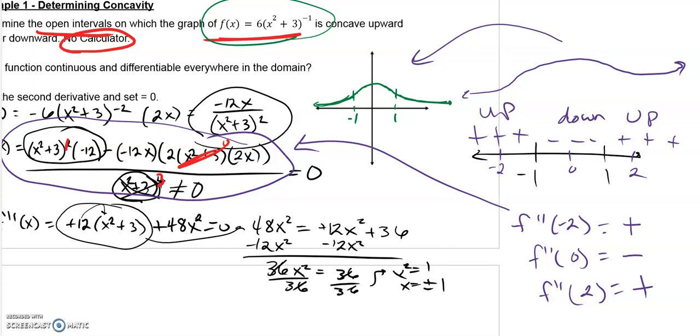All right, so if you don't have the graph, you can still use the second derivative test points on each side of those points of inflection. Again, we will define those in a little bit, but those points where it changes from positive to negative are called the points of inflection.